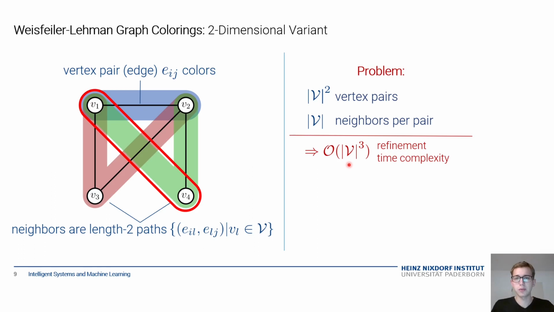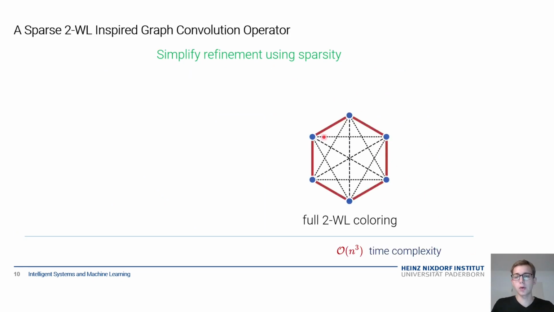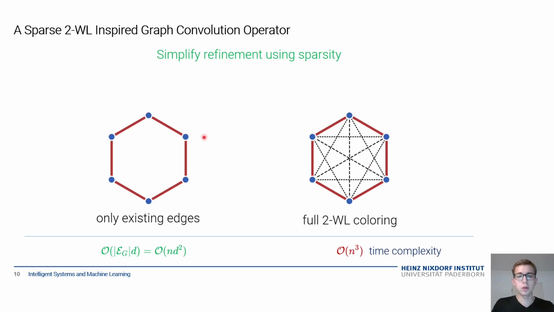This quickly becomes infeasible for many real-world datasets that consist of large graphs, so we need some kind of simplification. To reduce the time complexity, what we propose is to utilize the fact that many real-world graphs are in fact rather sparse. So the size of their edge set turns out to be often linear in the number of vertices of that graph. Now, to utilize sparsity, we propose that one could, instead of considering all the potential edges in our graph, only look at a subset of those edges. In the most extreme case, only the edges that actually exist in our graph.